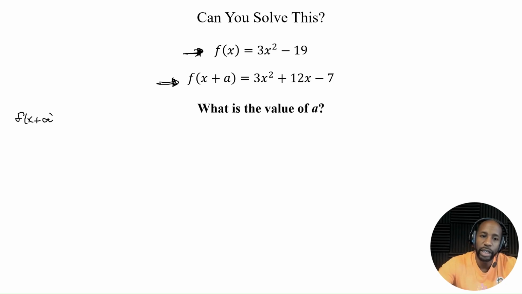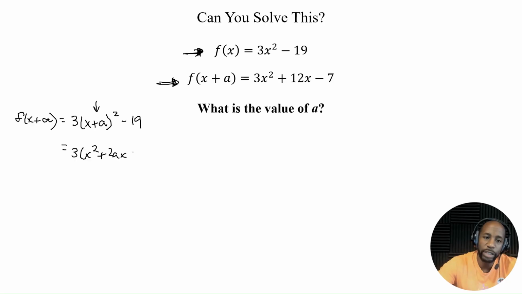F of x plus a is equal to 3, but in place of x, we'll put x plus a squared minus 19. So then, if you FOIL this out, you have 3x squared plus 2ax plus a squared minus 19. Then let's distribute the 3, so that's 3x squared plus 6ax plus 3a squared, and then of course bring down the minus 19.